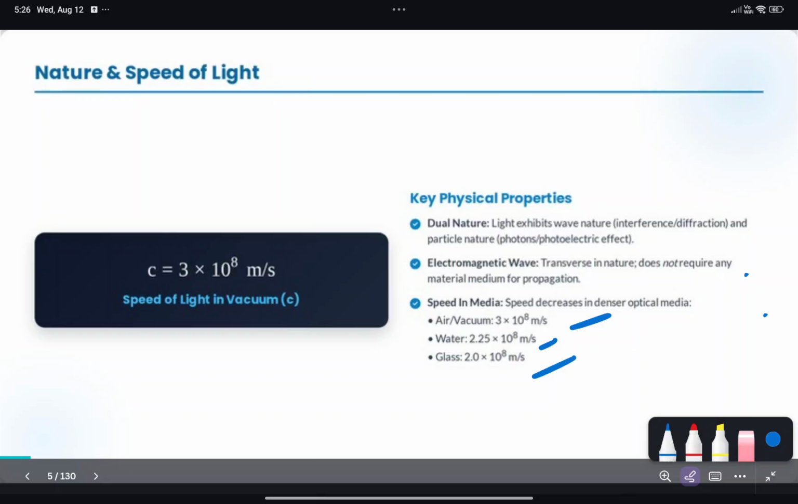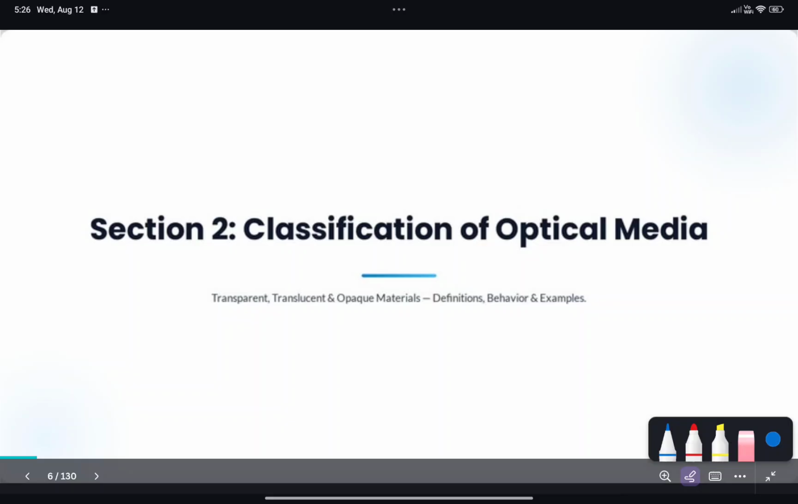We know the nature of light is dual. Light exhibits wave nature, one of them, and particle nature. Light is an electromagnetic wave, transverse in nature. Speed in a medium: the speed of light varies from medium to medium. If the medium is denser, the speed of light decreases. If it is rarer, the speed of light increases. Clear?